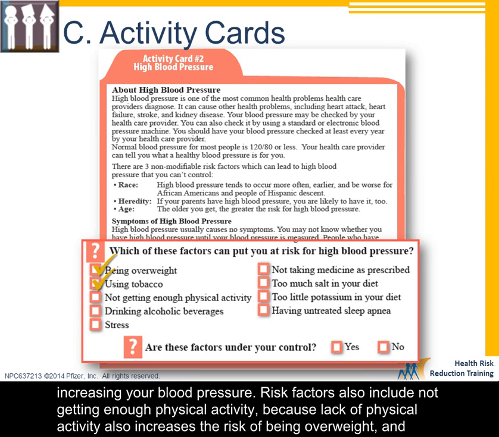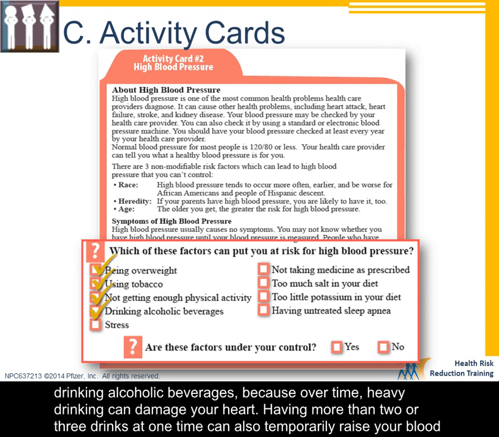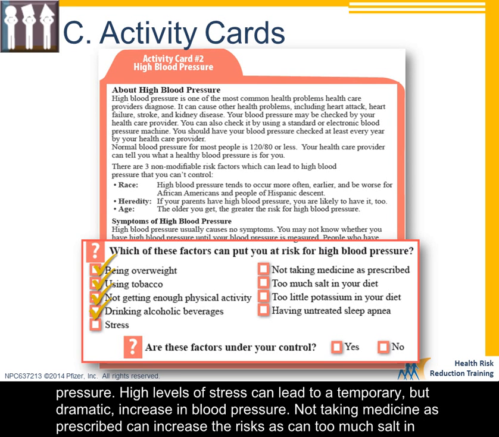Risk factors also include not getting enough physical activity, because lack of physical activity also increases the risk of being overweight, and drinking alcoholic beverages, because over time, heavy drinking can damage your heart. Having more than 2 or 3 drinks at one time can also temporarily raise your blood pressure. High levels of stress can lead to a temporary, but dramatic, increase in blood pressure.